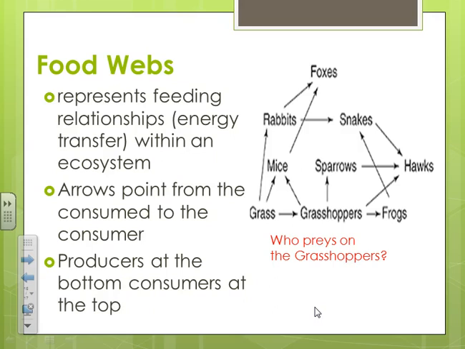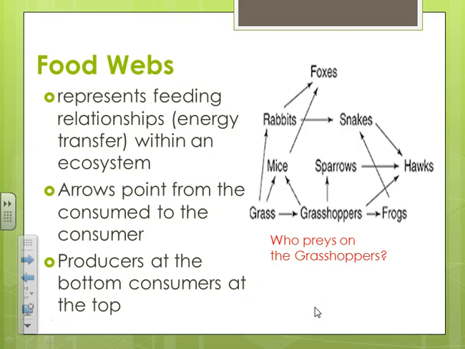And think about what that means. Those arrows in those food webs point from the consumed to the consumer. So it shows you essentially the direction of energy transfer. So think about that. The grasshoppers and the sparrow, the arrow is pointing from the consumed, the grasshopper, to the consumer, the sparrows. So the arrow is pointing in the direction that the energy is being transferred. Does that make sense? Because the sparrow gets its energy from eating that grasshopper.